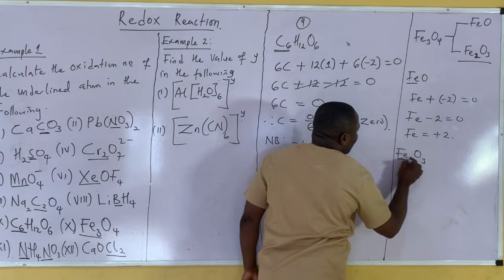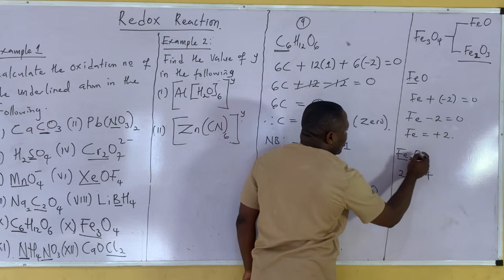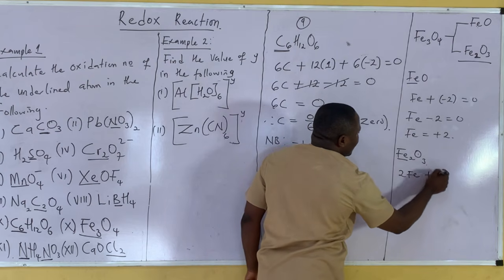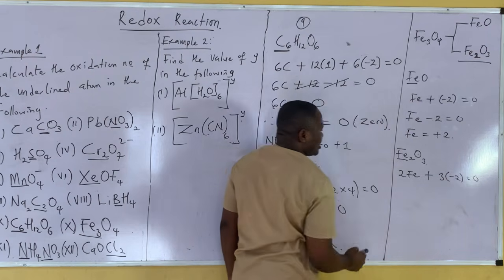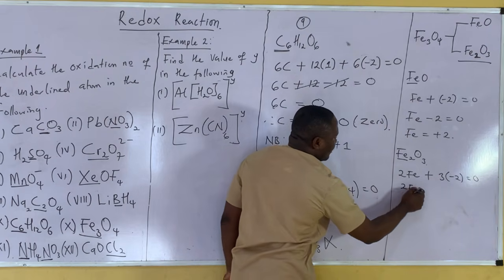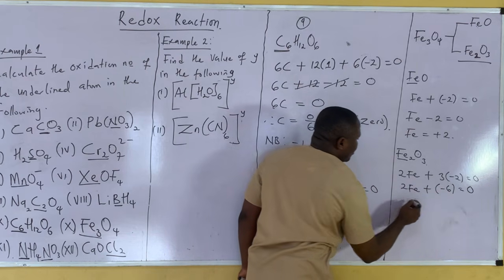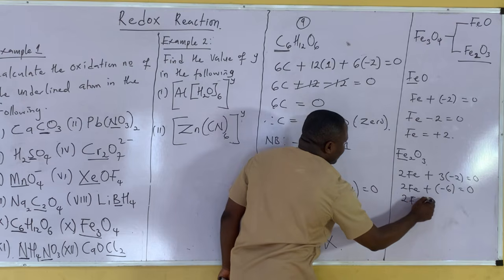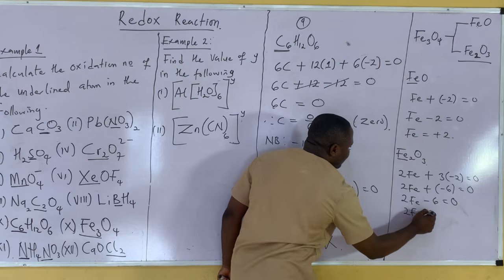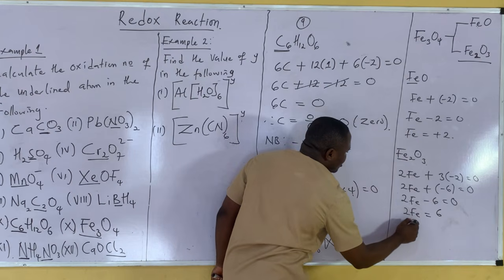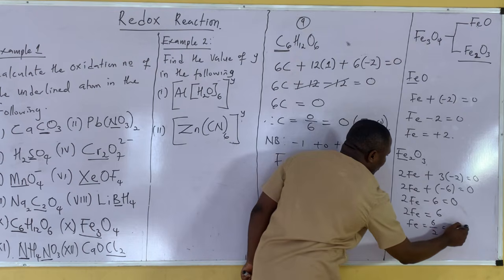Fe2O3. Now, I'm underlining iron. It will now be 2Fe plus oxidation number of oxygen times 3. That's 3 times -2 equals 0. So this becomes 2Fe + (-6) = 0. So I have 2Fe - 6 = 0, so 2Fe is equal to 6. So Fe is equal to 6 over 2, which is equal to +3.